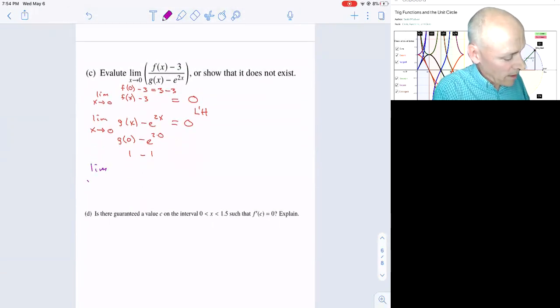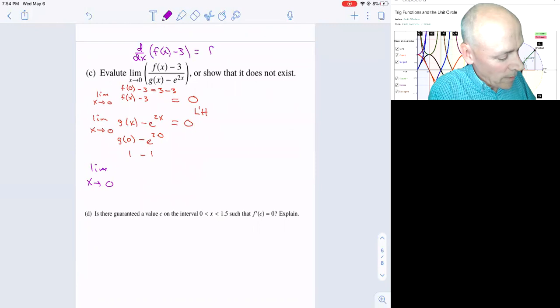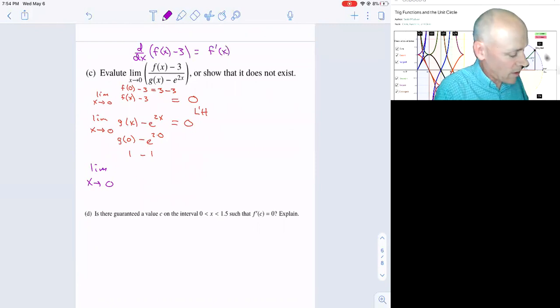Just going to do it down here. So it's the limit as x approaches 0. And I'm just going to show my work, d dx of f of x minus 3. Well, that's just going to be what? f prime of x minus 0. So the numerator on my new expression is going to be f prime of x. Okay, sweet.